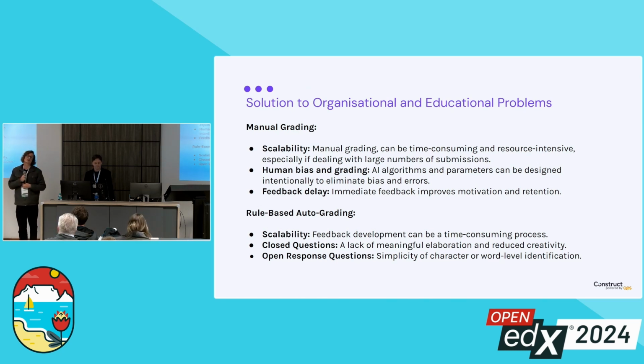Firstly, it's also a highly time-consuming process to develop feedback for these MCQ question sets. So imagine, for example, that you need to develop 10 questions and you would like to have answer option level feedback for each question. That means that you need to develop 40 feedback items. That's also a highly time-consuming process.